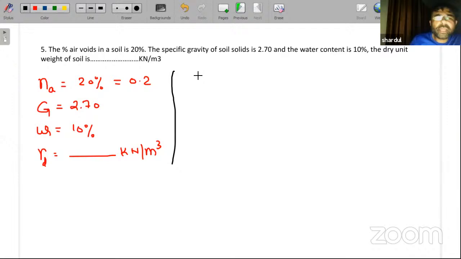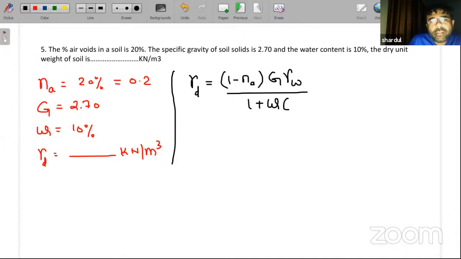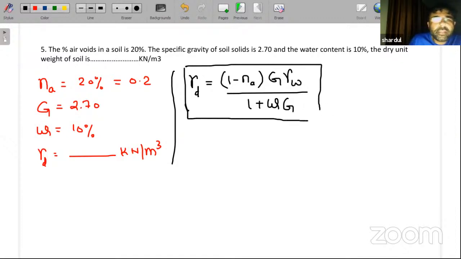So I think you must know this formula. This was the standard formula which you must have derived in your theory classes. Gamma d is equal to (1 minus na) G gamma W upon (1 plus wG). This is the standard formula which relates the dry unit weight, percentage air voids, specific gravity, and water content. You have the value of na, you have the value of G, you know what gamma W is, and you also have the value of water content. You can simply put the values over here and you will be able to get the value of gamma d.